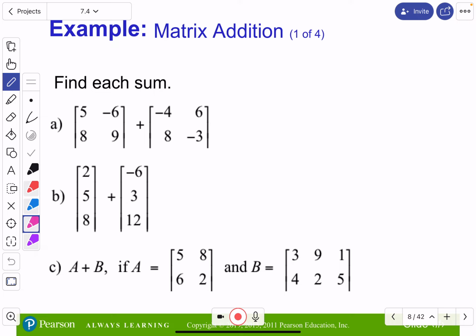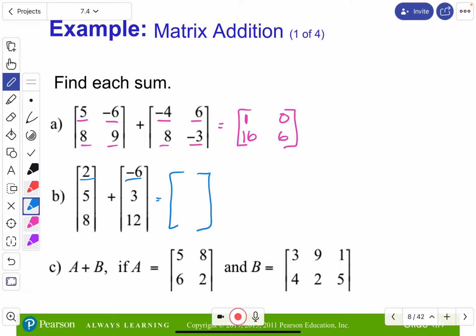So try these 3 and then check in and see how you did. The first one, they're both 2 by 2, so our answer is going to be 2 by 2. 5 plus -4 is 1. -6 plus 6 is 0. 8 plus 8 is 16. And 9 plus -3 is 6. This is going to be a 3 by 1. 2 plus -6 is -4. 5 plus 3 is 8. 8 plus 12 is 20.